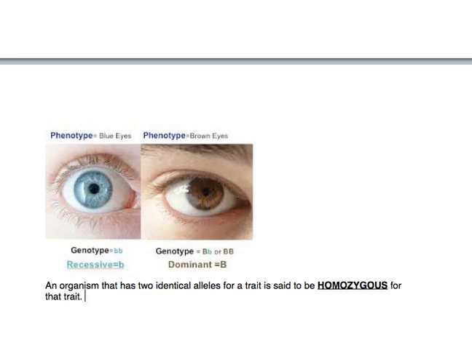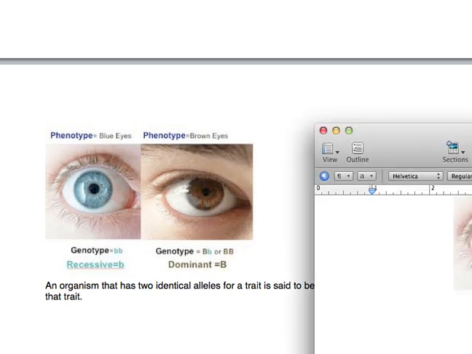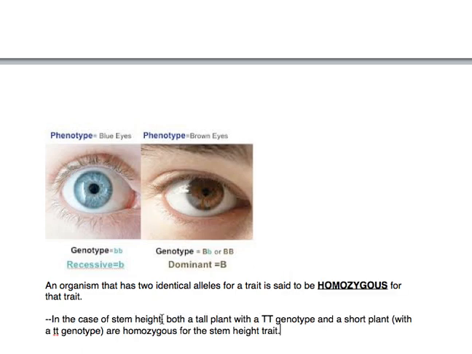An organism that has 2 identical alleles for a trait is said to be homozygous for that trait. So, for example, little b little b is homozygous recessive because they have 2 of the recessive alleles. Over here, this is homozygous dominant because they have the 2 dominant alleles. To illustrate that again, in the case of stem height, both a tall plant with a big T big T genotype and a short plant with a little t little t genotype are homozygous for the trait of stem height.